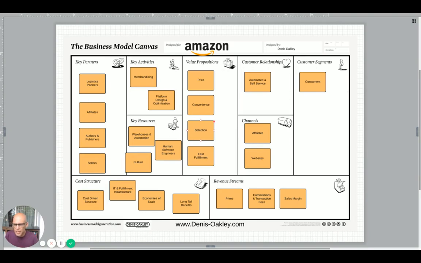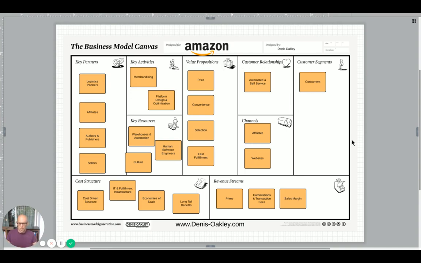This week I am going to be talking you through the Amazon business model, and I'm using the business model canvas developed by Alexander Osterwalder to do this. We have 9 sections of the business model canvas. And we have customer segments.